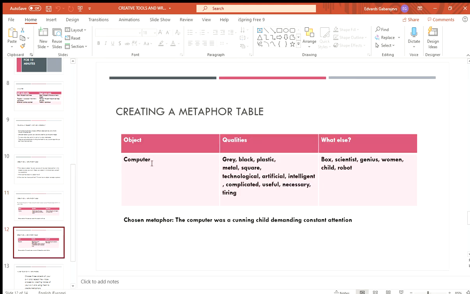Another example was object was the computer. Qualities: gray, black, plastic, metal, square, technological, artificial, intelligent, complicated, useful, necessary, tiring. And what else has these qualities? Box, scientist, genius, women, child, robot. And what did they write? The computer was a cunning child, demanding constant attention.